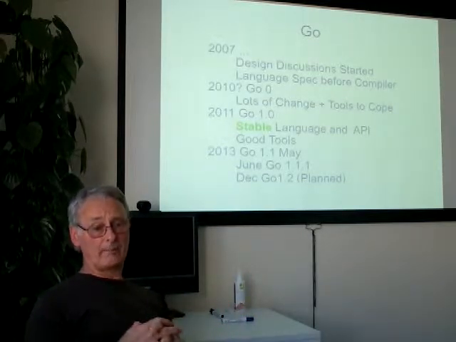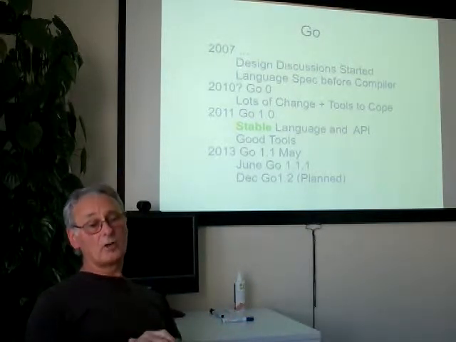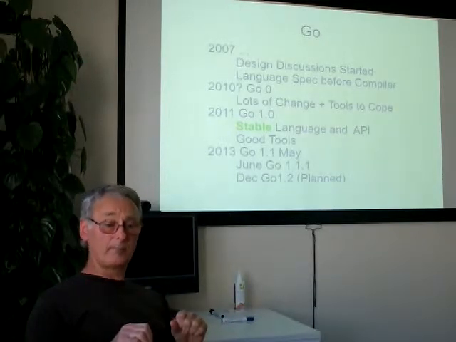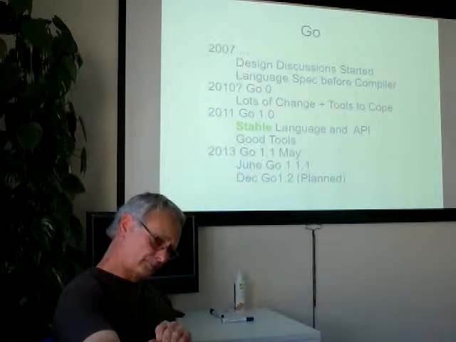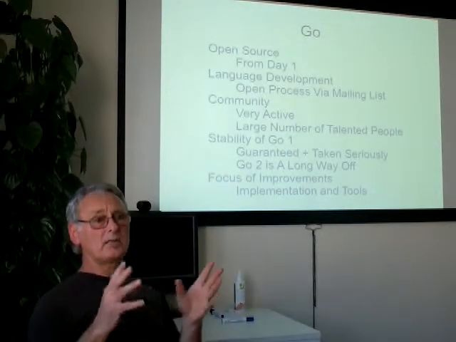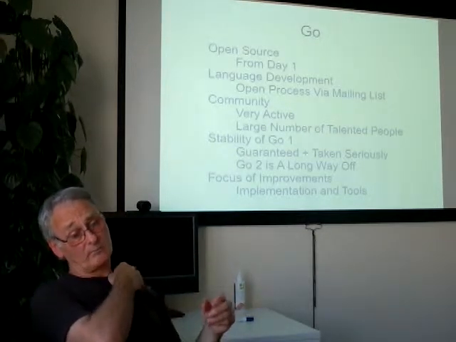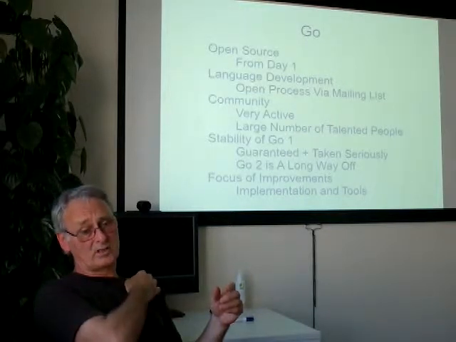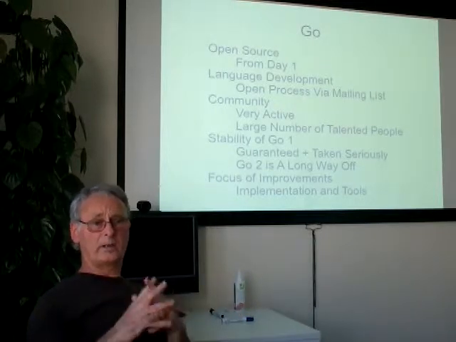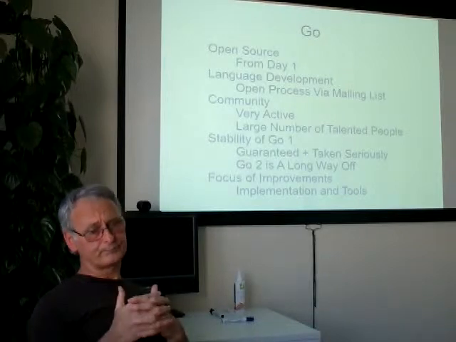Go 1.1 just happened. The tools and the implementation have improved. June, we'll see a bug fix. December, Go 1.2 is planned. At the moment, the focus of improvement is on improving the implementation and improving the tools. Go 1 has a stability guarantee that's taken very seriously. Go 2 is a long way off, and we won't see generics, I'm sure, before Go 2.